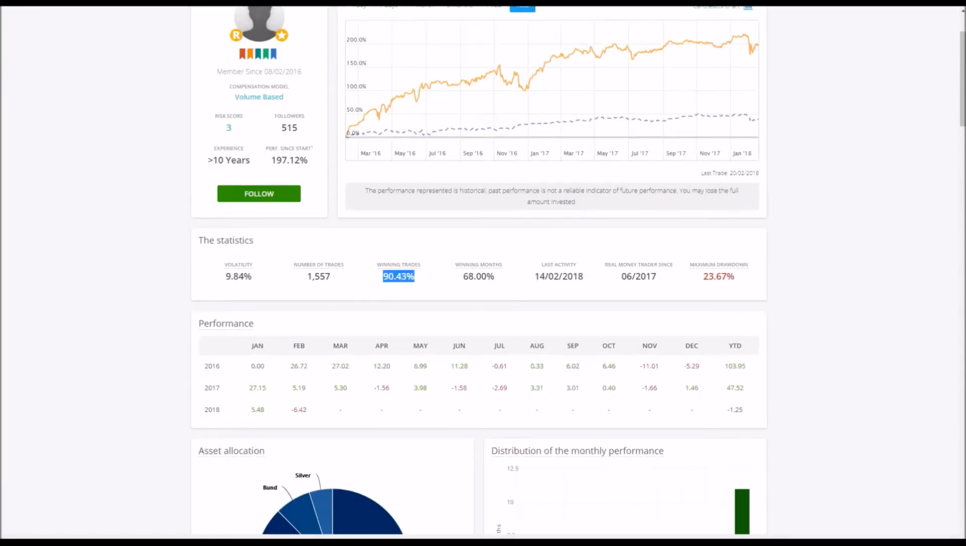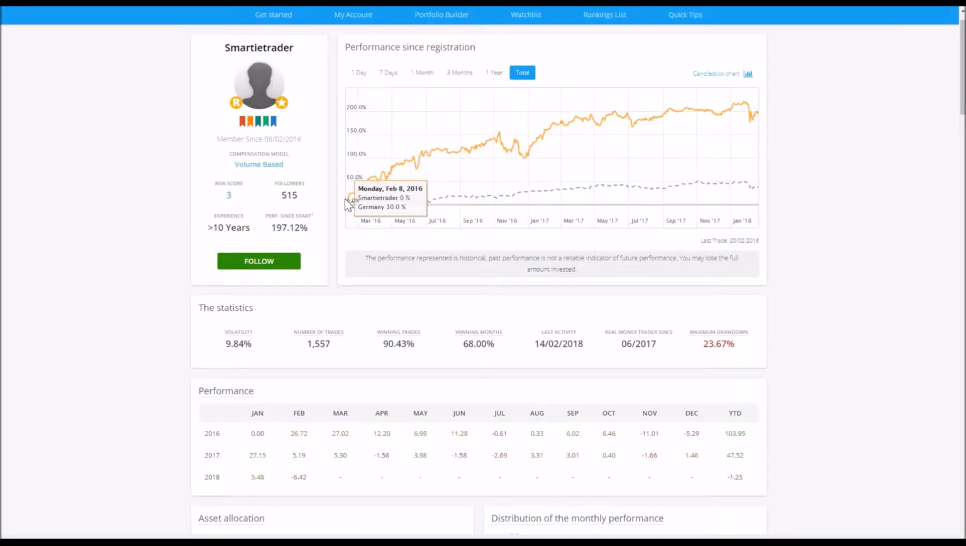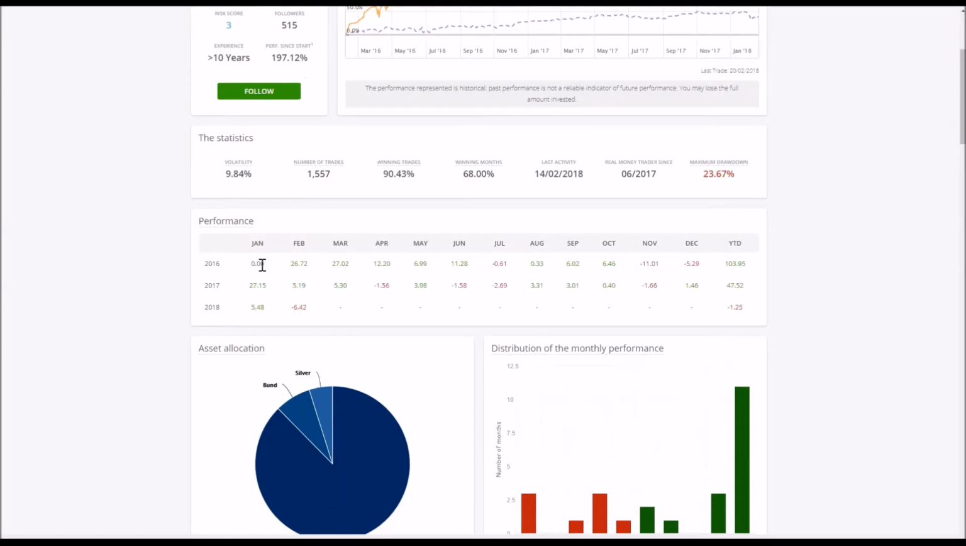So here we go, winning trades 90%. So again, that for me, it's always a little bit iffy about that sort of stuff. Winning months 68%, more realistic. Real money trader again since June 2017. So even though the track record goes back 2 years, only been trading real money since about here, and actually since then it's a bit flat. But let's scroll down and see. So 2016 made 103%, 2017 made 47% in quite a sensible manner.